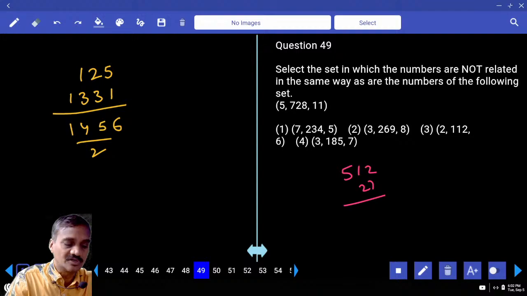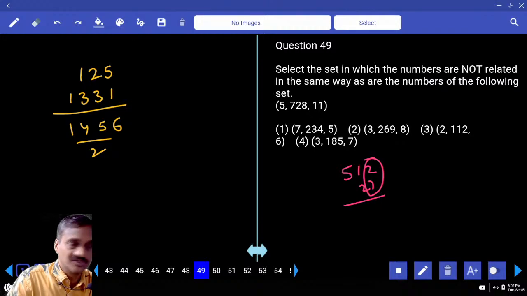And choice 2 cannot be your answer. Why? Because the sum of these two is an odd number, isn't it? And divided by 2 cannot be 269. Now 6 cube is how much? 216. And 216 plus 8, 224, divided by 2, 112. Hence choice 2 is the odd one, question number 49.